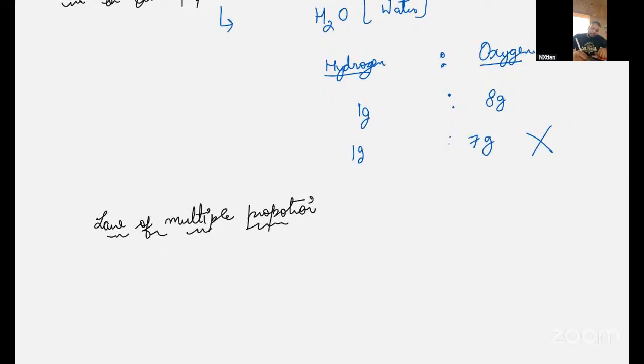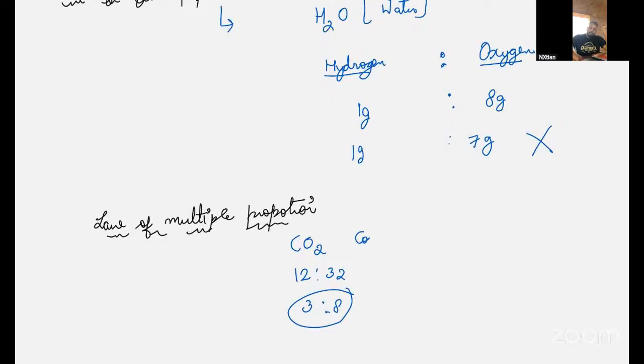In the same way, can you tell me the carbon dioxide? Carbon is 12 and oxygen is 16, so it becomes 12 is to 32, which becomes 3 is to 8. So this is carbon dioxide. It means that 3 gram of carbon is needed to react with 8 gram of oxygen. Then only we can solve this.